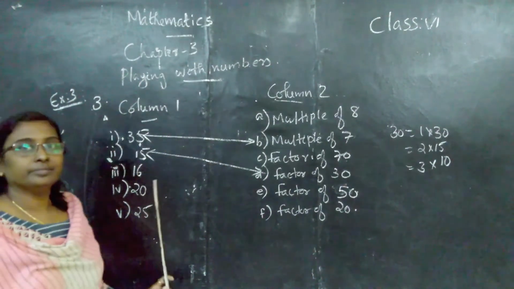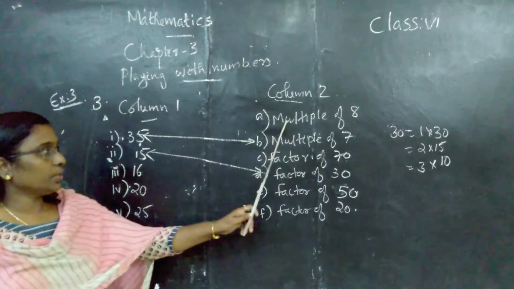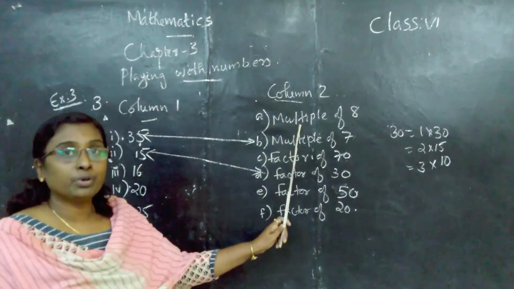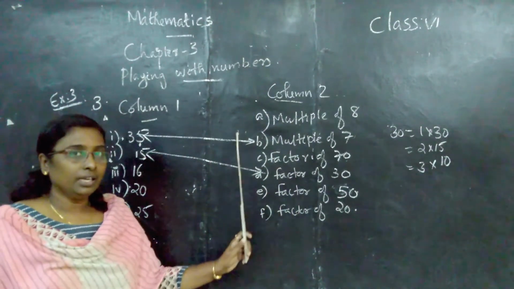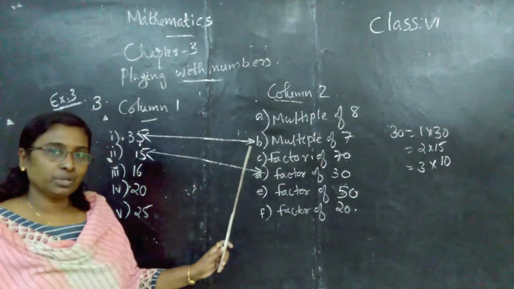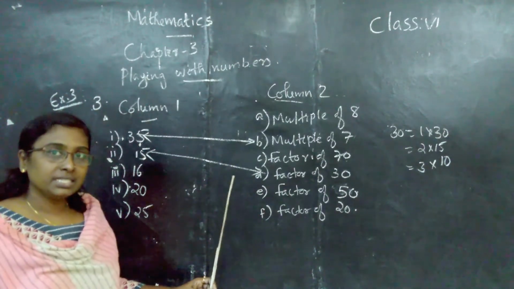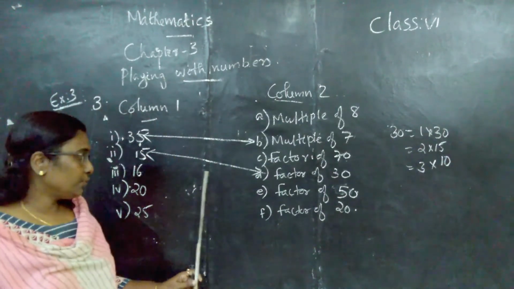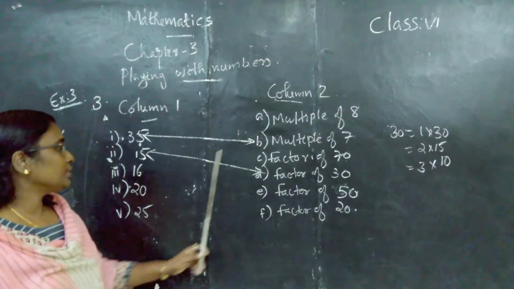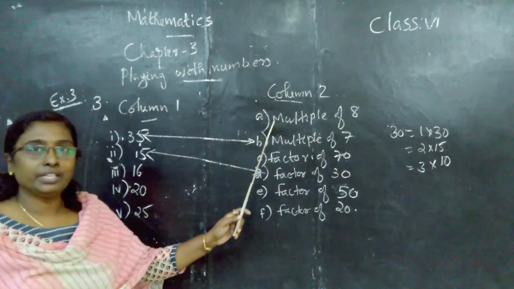Then 16. Look here. First one, multiple of 8. Multiples of 8 are 8 into 1, 8 into 2, 8 into 3. The numbers are 8, 16, 24. So, 16 is a multiple of 8.